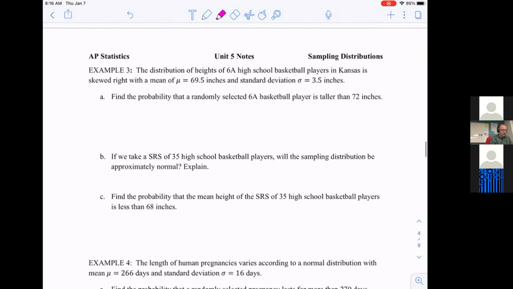All righty, let's move on to another example. The distribution of heights for 6A high school basketball players in Kansas is skewed right with a mean of 69.5 and a standard deviation of 3.5. It is skewed right because we're going to have a lot of players probably in the 5'10 to 6'2 range, but then a smattering of players that are 6'5, 6'8. I don't know if there are any 7-foot players in the state of Kansas or not, but we're going to have those few really tall kids out to the right.